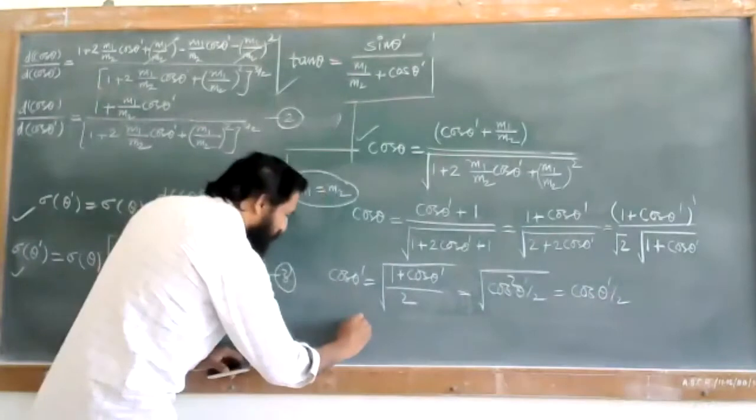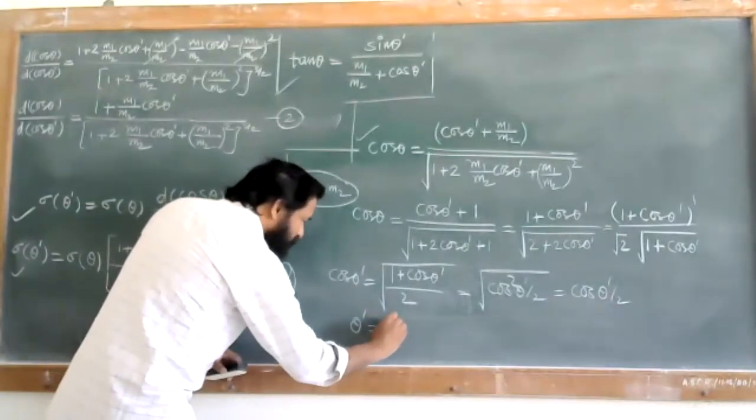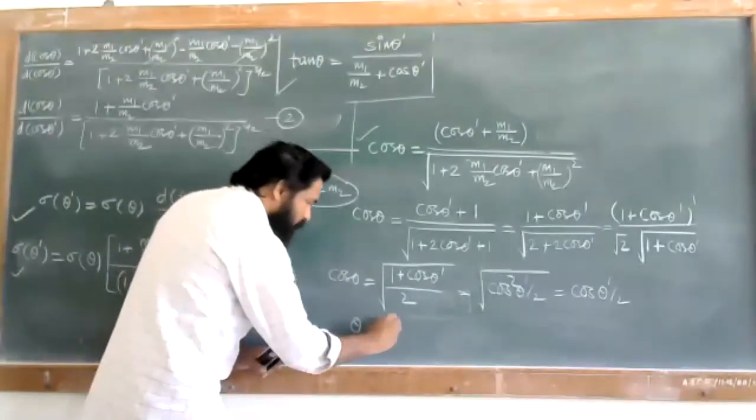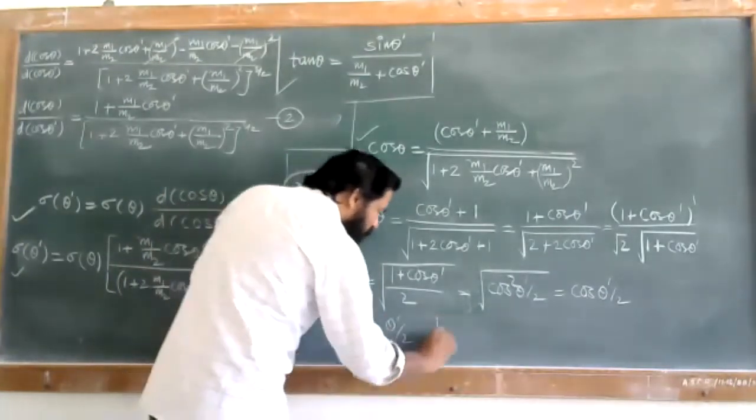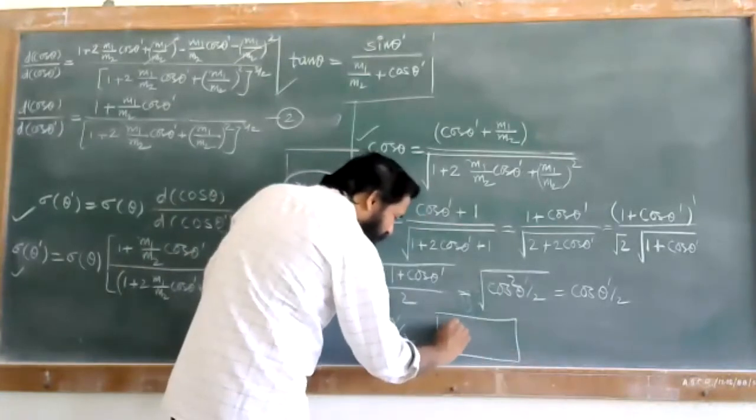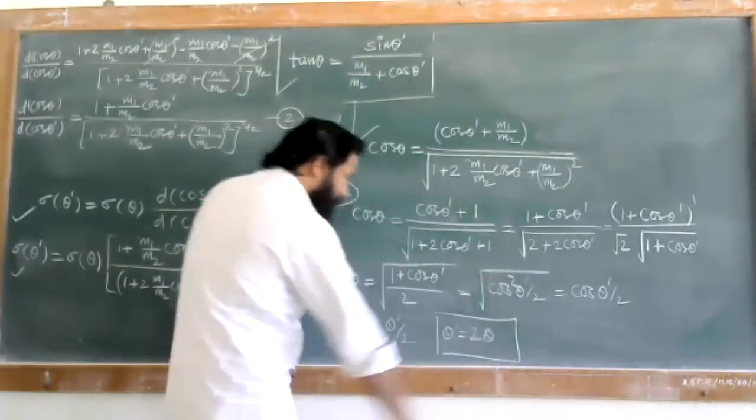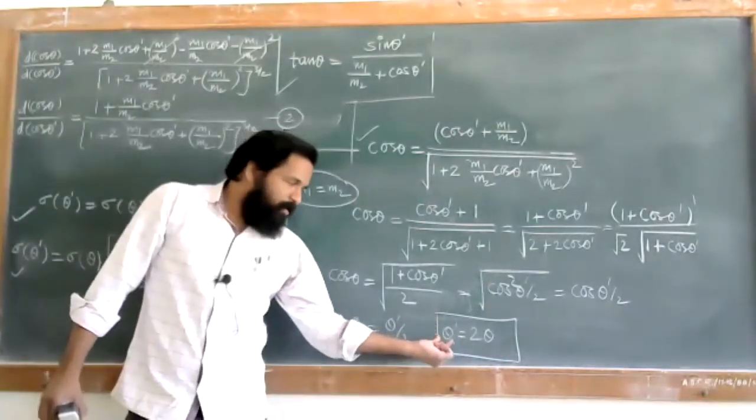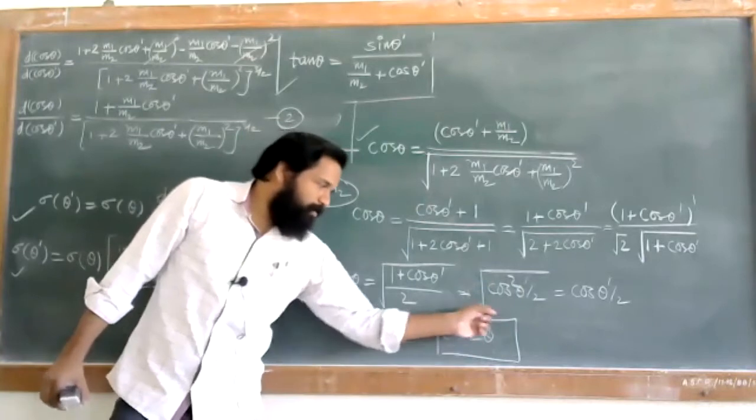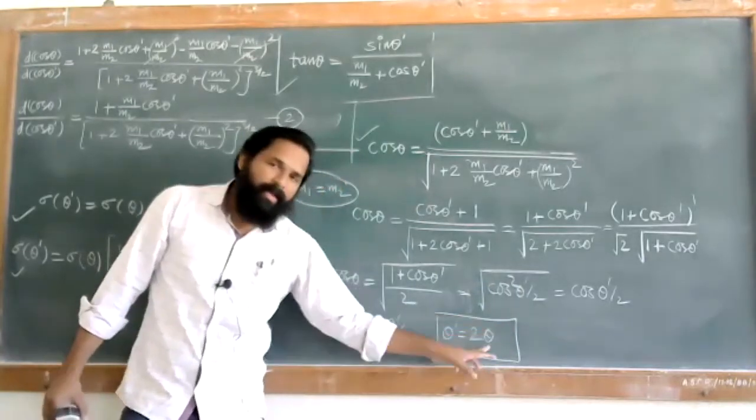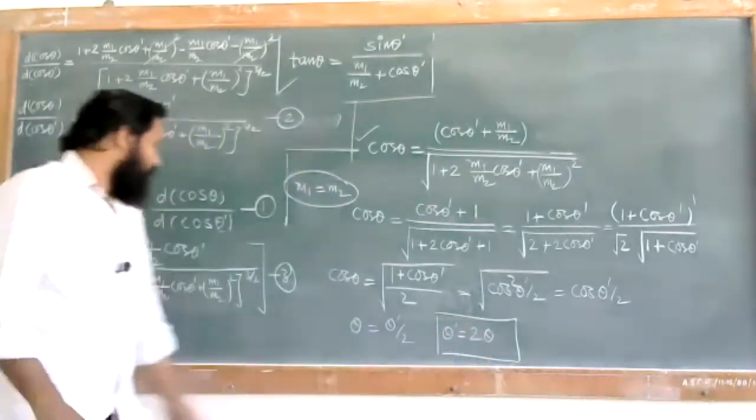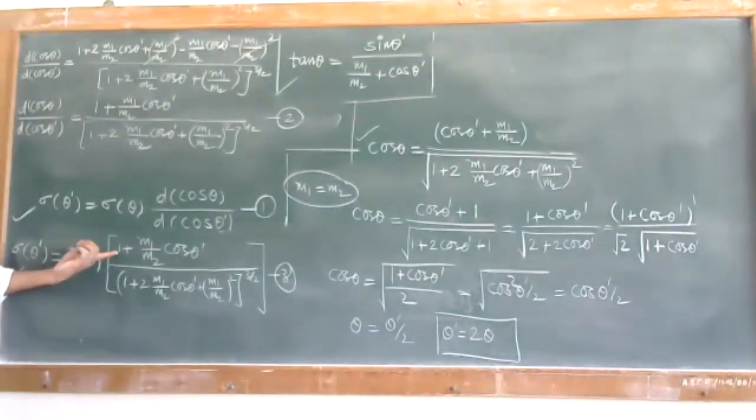So what can we write? We can write that this theta is equal to theta dash by 2, or we can write this theta dash is equal to twice theta. What does it mean? It means that the scattering angle in the center of mass frame is twice the scattering angle in the lab frame. So this theta dash is equal to twice theta. So I just use that value here and I can write the conditions.